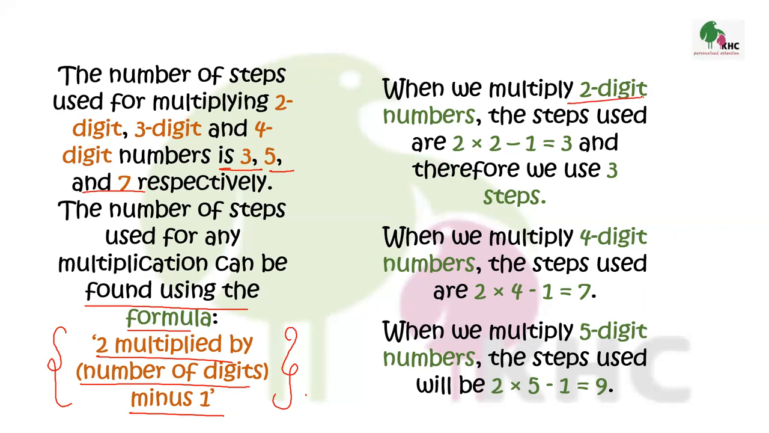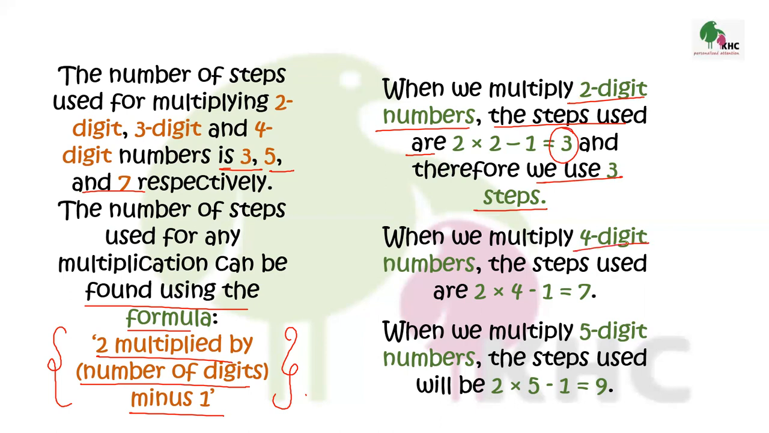When we multiply 2-digit numbers, the steps used follow the formula 2 multiplied by the number of digits. In a 2-digit number, the number of digits is 2. So 2 into 2 is 4, minus 1 is 3. That is why we have 3 steps in 2-digit multiplication.